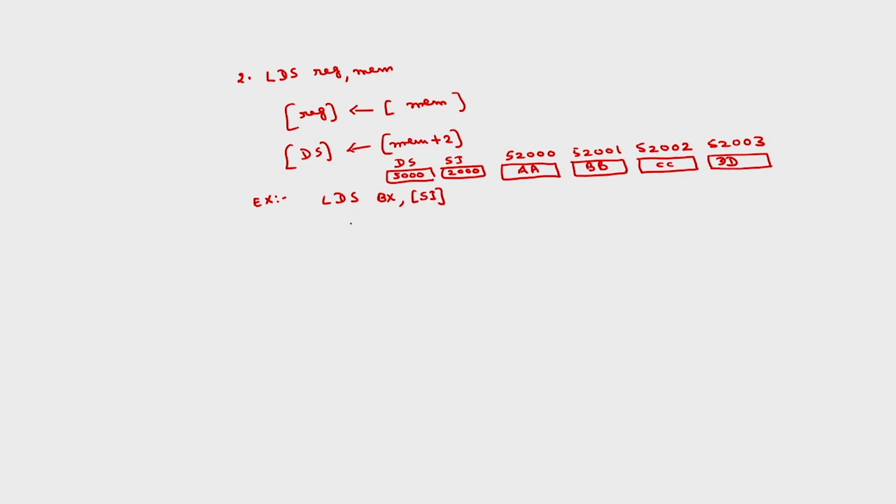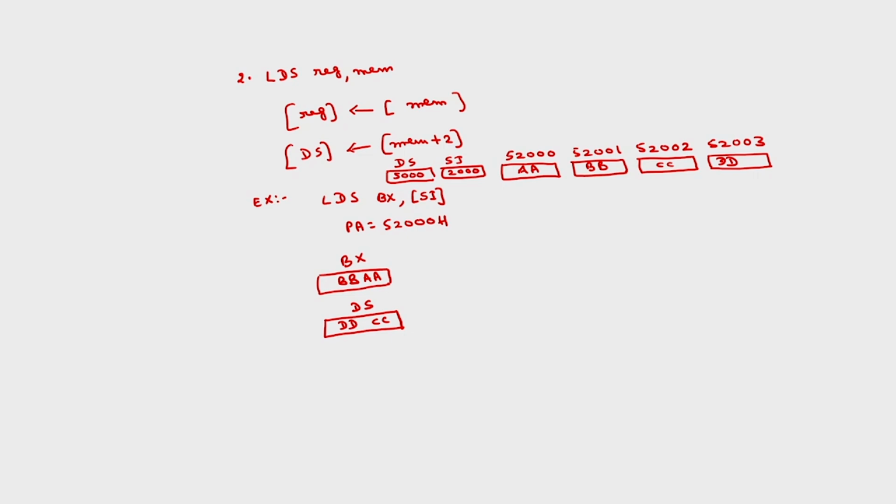What happens now? The physical address is 52000, DS times 10 plus SI. BX will be loaded with the first 2 locations: AA will be loaded here, BB will be loaded here. Then DS will be loaded with the next 2 locations, that is CC, DD. So, this is about LDS register comma memory.